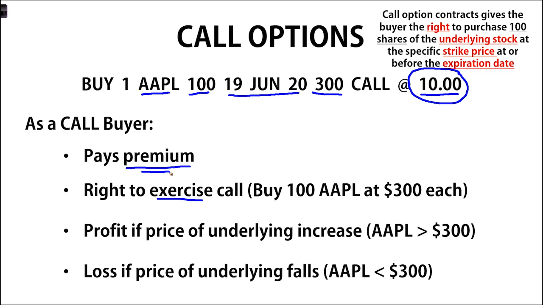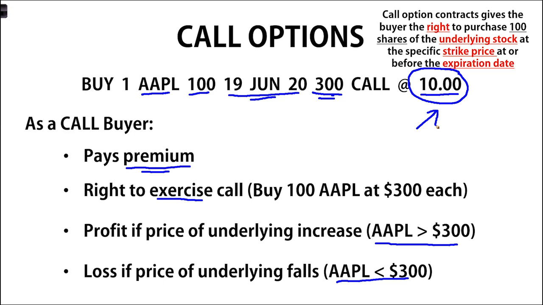Now you should know by now that stock prices are never stationary. From the time you bought the option till the time of expiry, the price of Apple is likely to be different. But you have locked in your purchase price at $300 per share. What this means is that if Apple goes above $300, you would have profited the difference. On the other hand, if the price of Apple decreases to below $300, you would have lost. At maximum, you will only lose the premium that you have paid. That is the $1,000 for the contract.